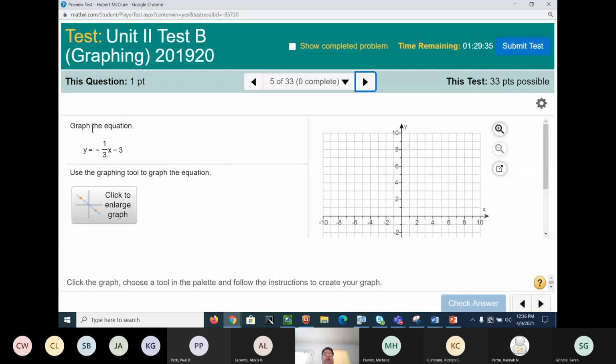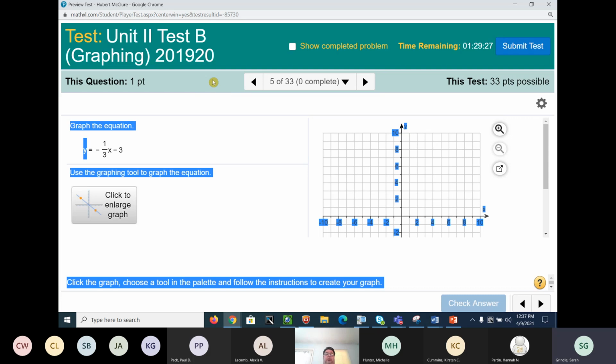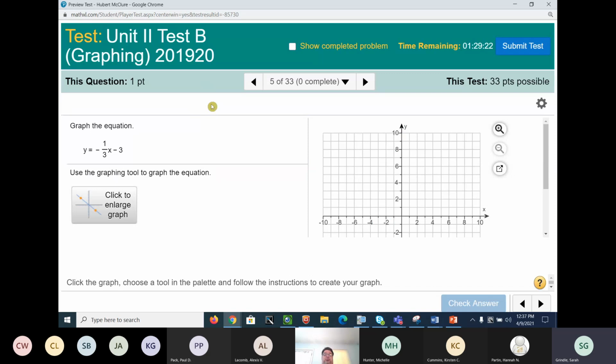Graph, which method are you going to use here? You could use any of them, but method 3 would be the easiest because it is a fraction, but you can use method 1. The one I would not use with this one is method 2 because it's not set up to do method 2. You could, but I wouldn't. Okay.